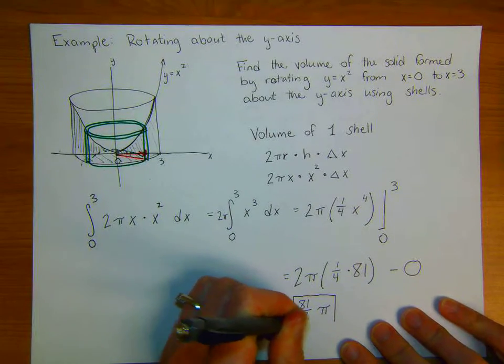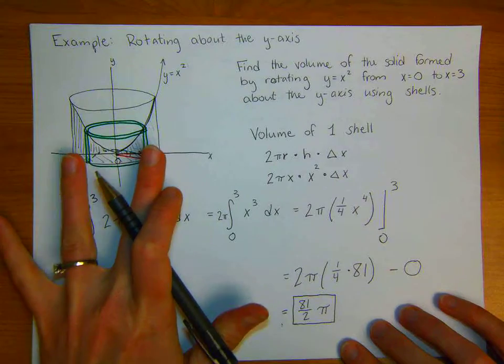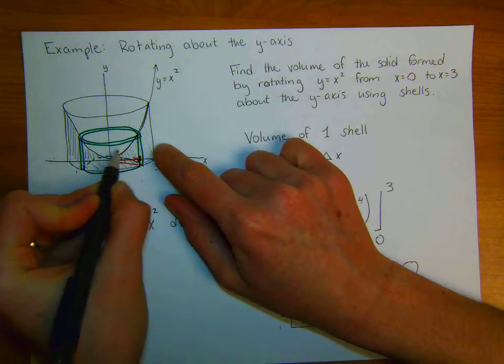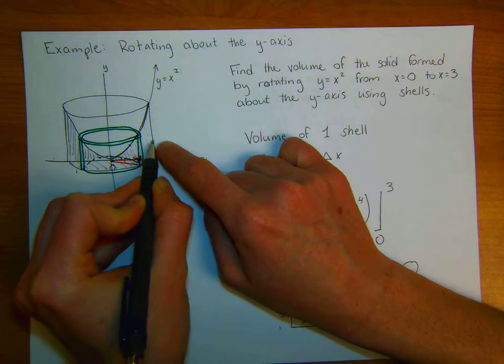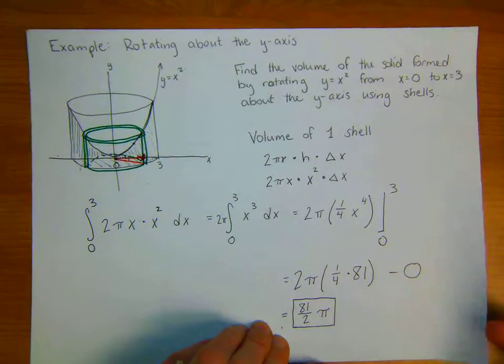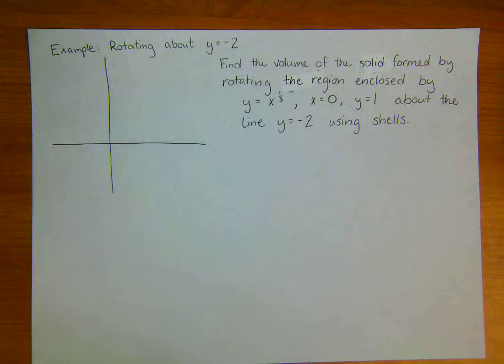As an exercise, it would be a good idea to pause the video and see if you would compute this using disks as well. If we did it using the disk method, we would have to be sure to take into account the fact that we have an inner radius that we're subtracting out and an outer radius along the outside. So this is where shells get tricky.